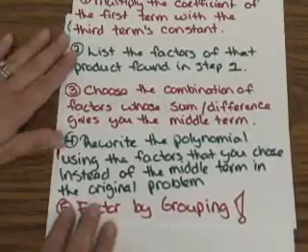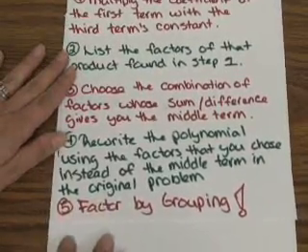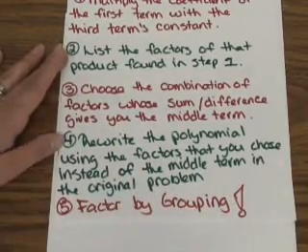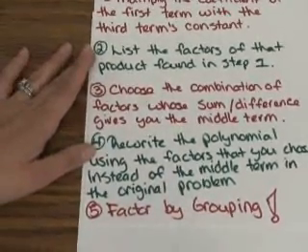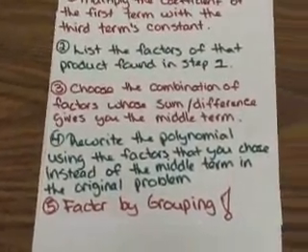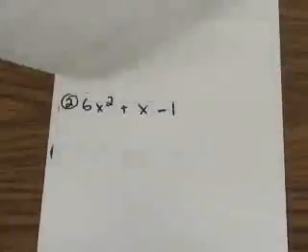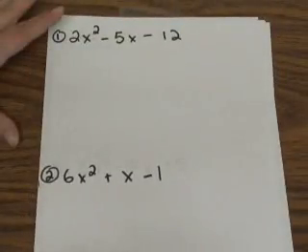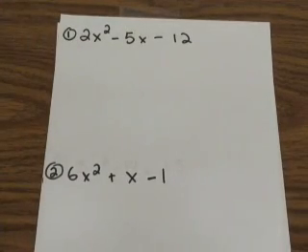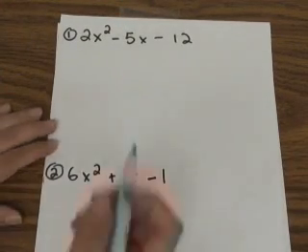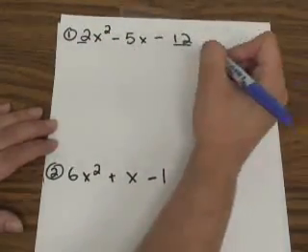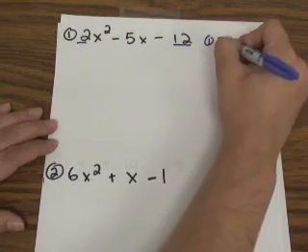Fourthly, we're going to rewrite the polynomial using the factors that you chose in steps 2 and 3 instead of the middle term that's in the original problem. After you do all that, then you continue to factor by grouping. So, let's try those steps with this problem. The first step says to multiply the coefficient of the first term with the third term's constant. So 2 times 12 gives me 24.